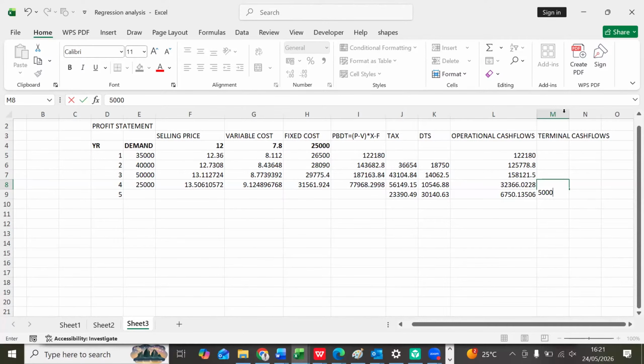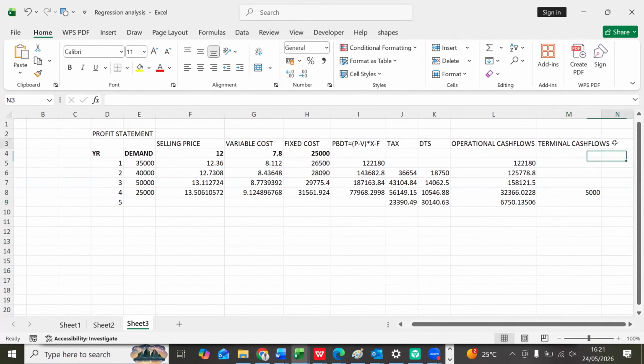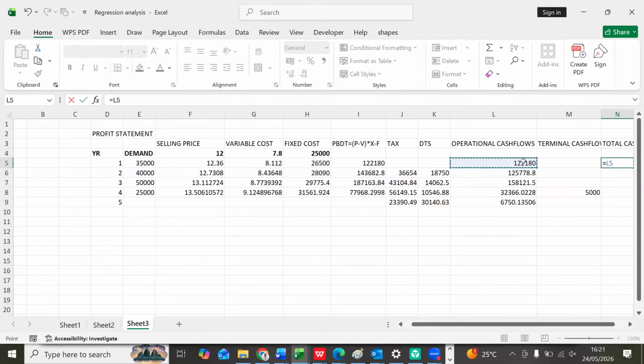Now create a column here where you shall be able to give us what we call the total cash flows. So how do we get these total cash flows? Well, it's very easy. From year one, you take the operational cash flows plus the terminal cash flow, which is 0, of course. I'm simply putting it like that for purpose of the formula.